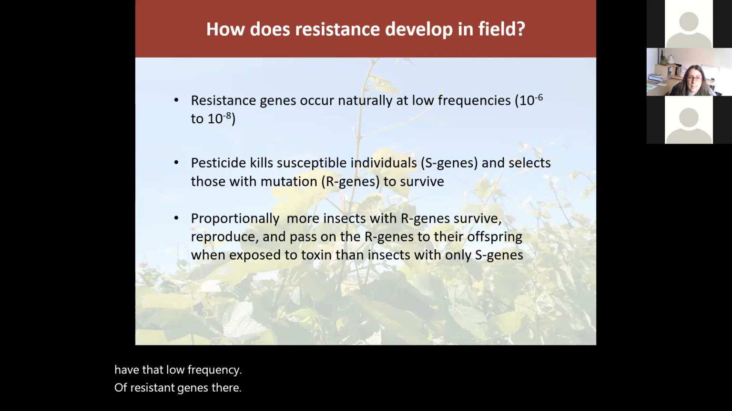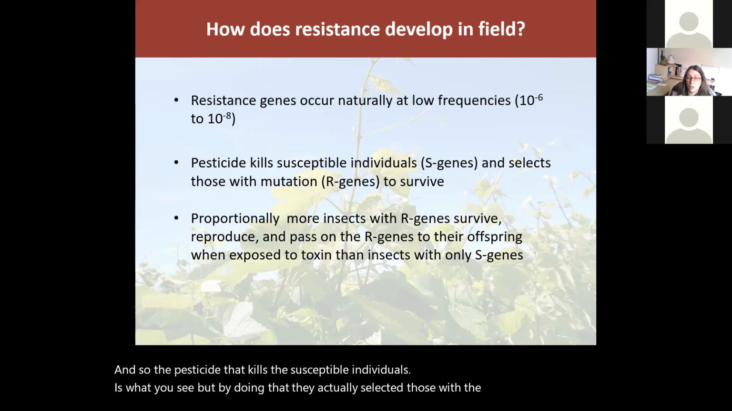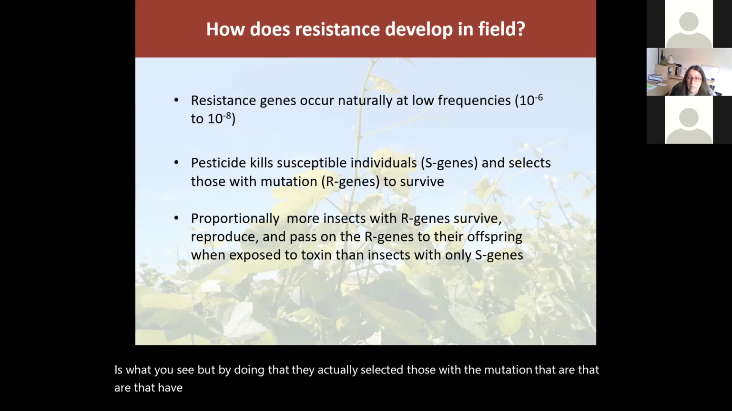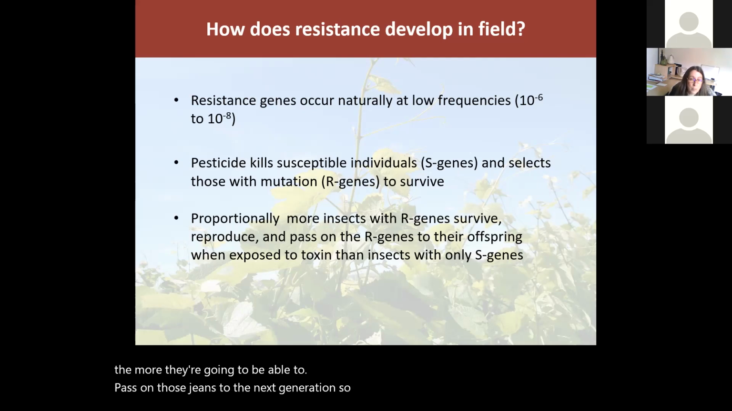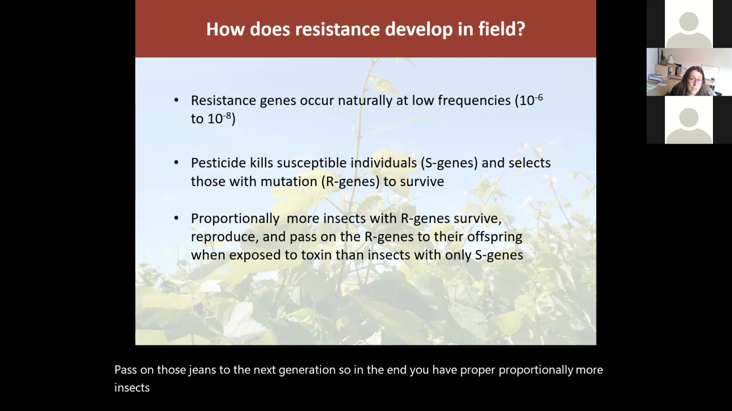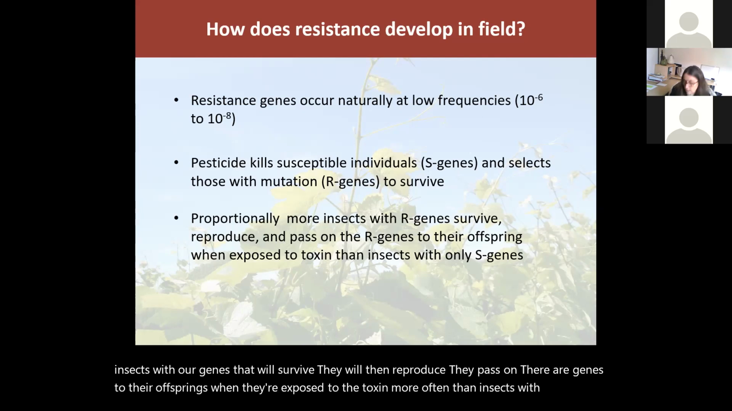And so the pesticide that kills the susceptible individuals is what you see, but by doing that, they actually select those with the mutation that have those resistant genes, because those survive, and the more of those that survive, the more they're going to be able to pass on those genes to the next generation. So in the end, you have proportionally more insects with the R genes that will survive. They will then reproduce. They pass on their R genes to their offspring when they're exposed to the toxin more often than insects with only the S genes.